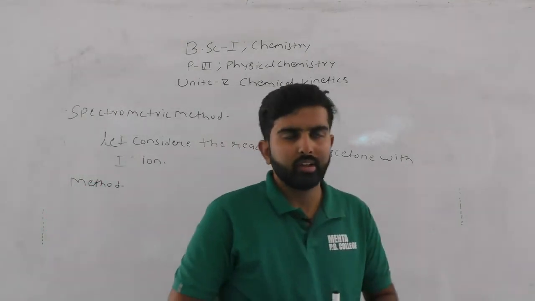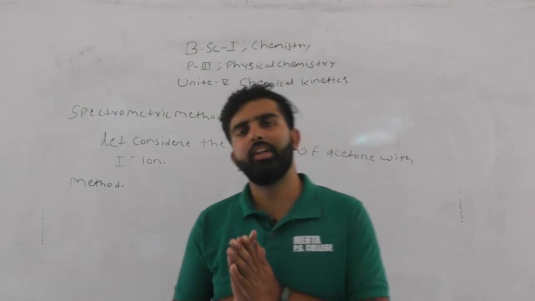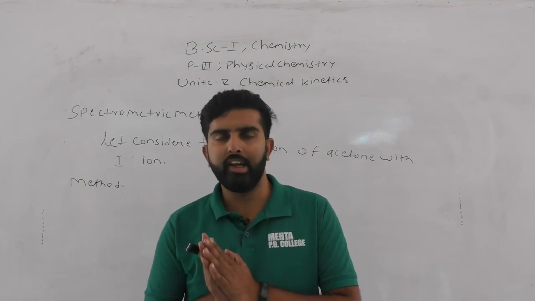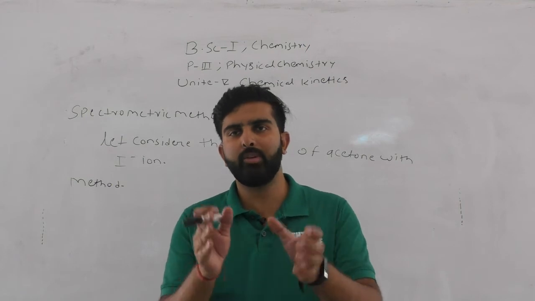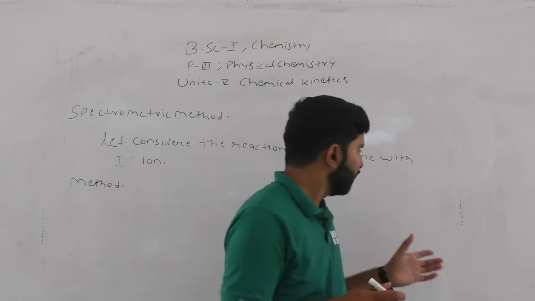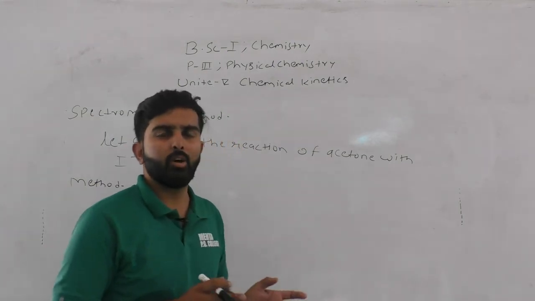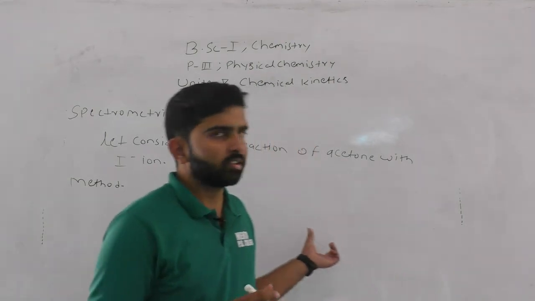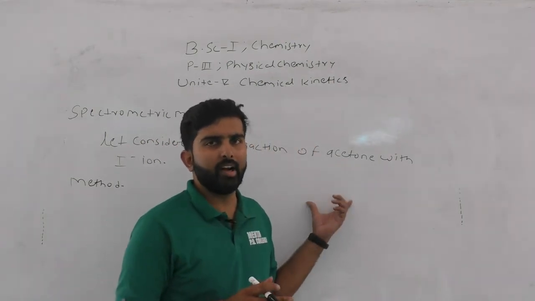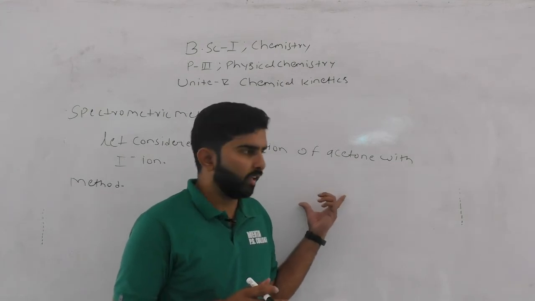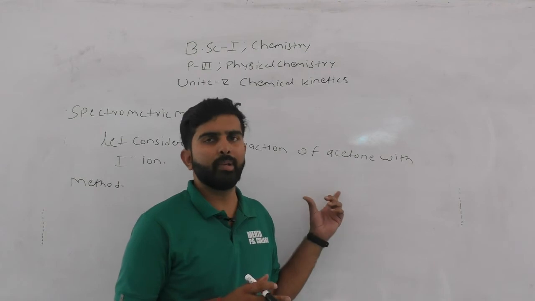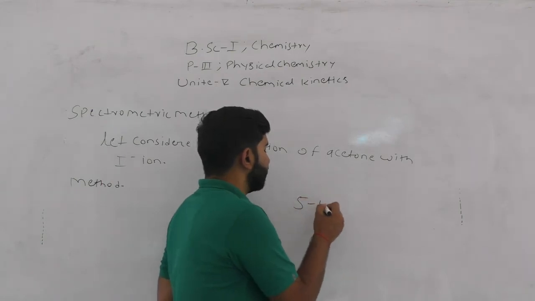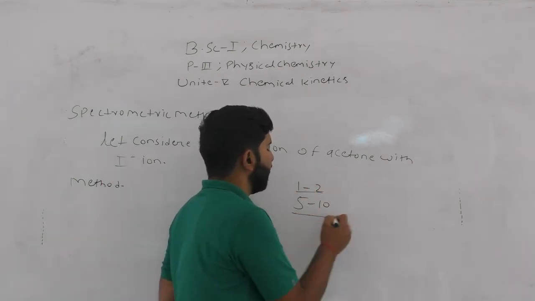In this method, first we take the acetone in one flask and the iodine in a different flask. Then we place these two flasks into a thermostat to make their temperature constant. When the temperature of both the flasks becomes constant, we mix them together and immediately start a stopwatch. Then we take absorbance or optical density readings at different time intervals, 5 to 10 minutes or 1 to 2 minutes apart.